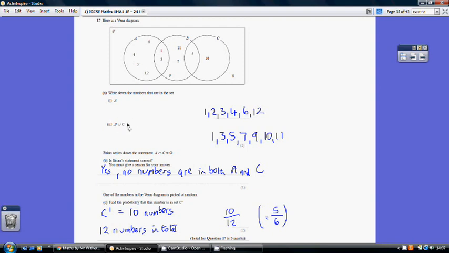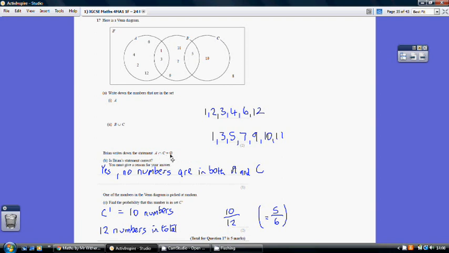Now B union C means all the numbers that are in either B or in C. So the numbers that are in B are 1, 3, 11, 7, 9 and 5. And the numbers that are in C are the 10 and the 5. So B or C or both. So 1, 3, 5, 7, 9, 11 and 10. There we go. Now Brian writes down the statement A intersection C equals this symbol here.